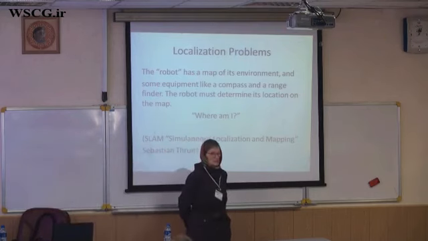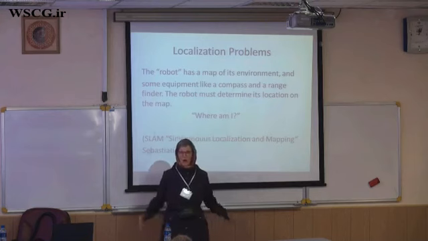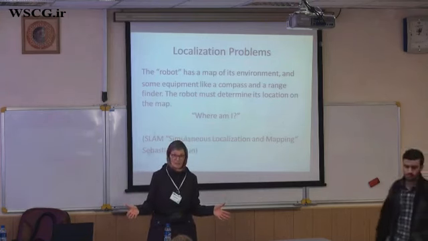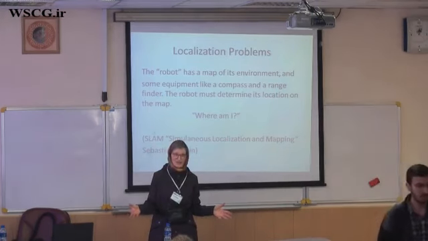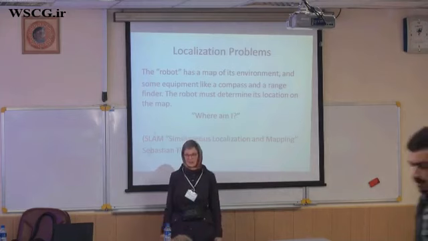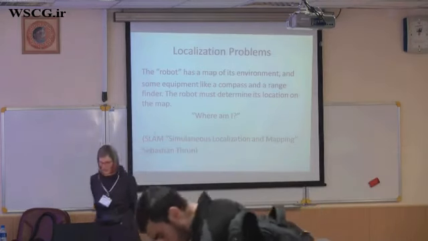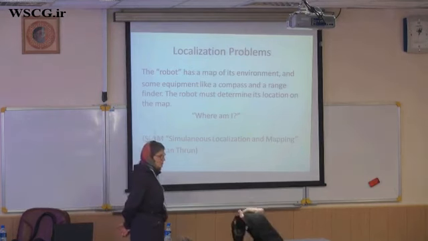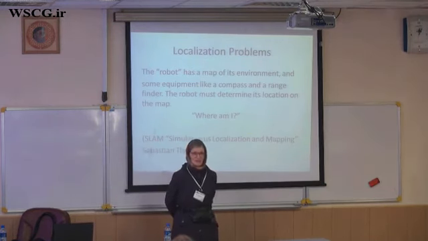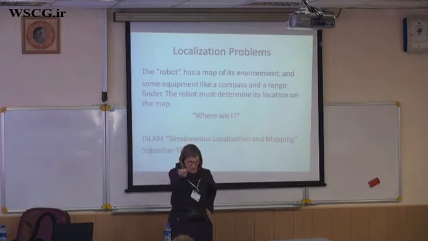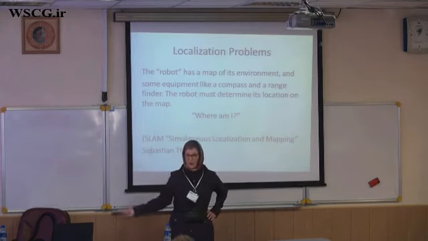One type of localization problem says the robot already has a map of its environment. Maybe it's, as we're going to see in our example, a polygonal environment like the floor plan of your university or your hallways. And it has some kind of equipment to help it find its way around. So it might have a compass, it might have a range finder so it can measure distances to the walls.